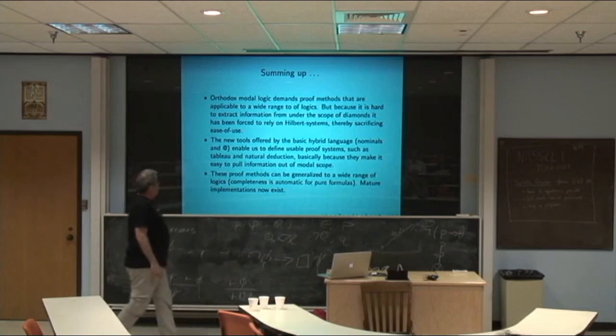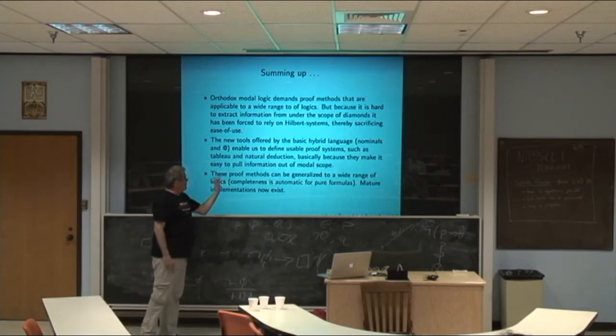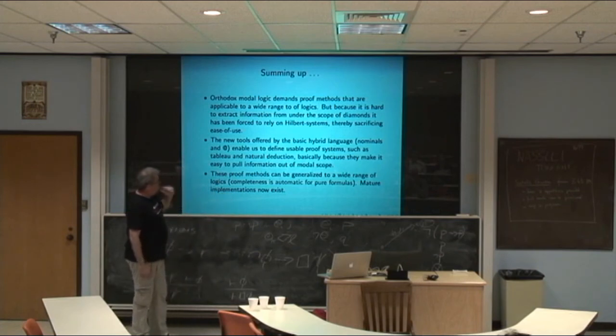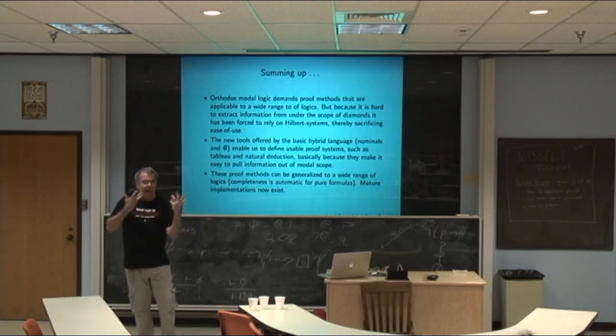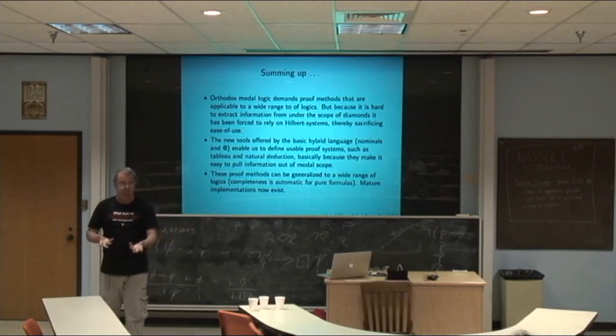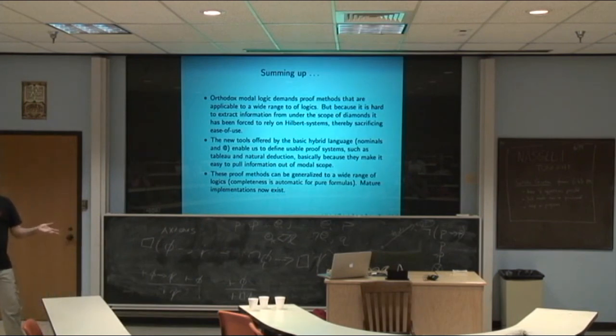So the new tools offered by the basic hybrid language, namely nominals and the binder, enable us to define usable proof systems such as Tableau and natural deduction, because we can grab the information that we need out from under the nose of the diamonds. And they do generalize a lot. They can be implemented, and that's pretty much it.